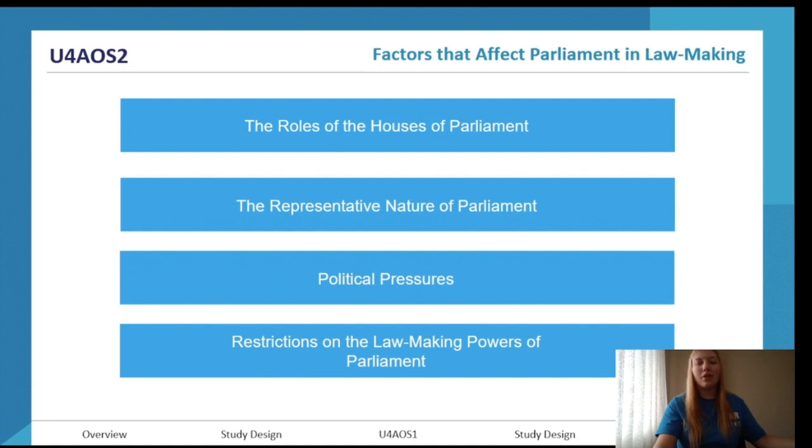So we're going to look at a lot of these concepts through a broad lens. We'll start by talking about the factors that affect Parliament in lawmaking. And these are the roles of the Houses of Parliament. And nothing new, we looked at the roles. The representative nature of Parliament, political pressures, and restrictions on the lawmaking powers of Parliament. So these are the 4 key things you need to remember, and we'll go into a bit more detail about each.